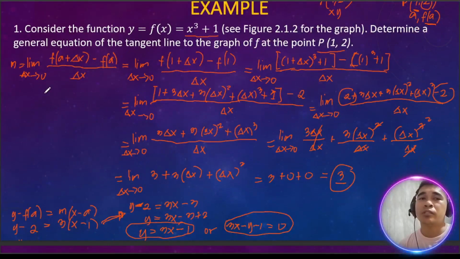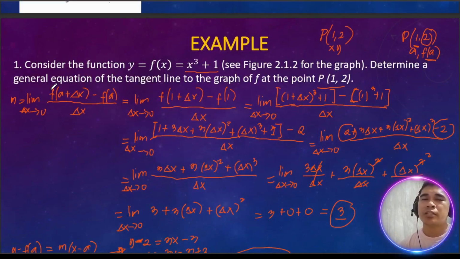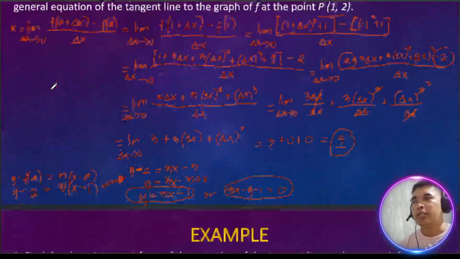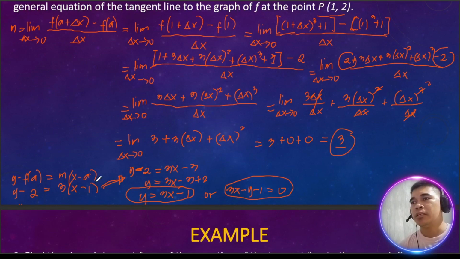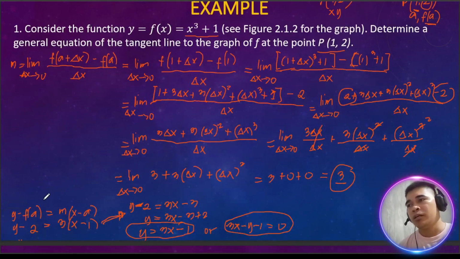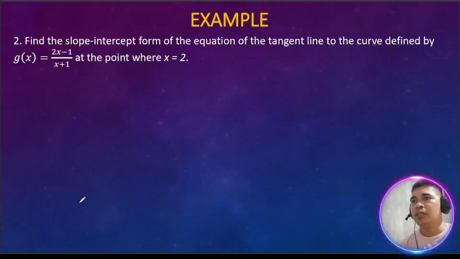Again, find first the slope. So, magdepende na siya sa given. If given ang slope, the better. Then, proceed using the general form equation. Substitute lang nato ang value sa f of a, the slope, and the a. So, we have the next example.